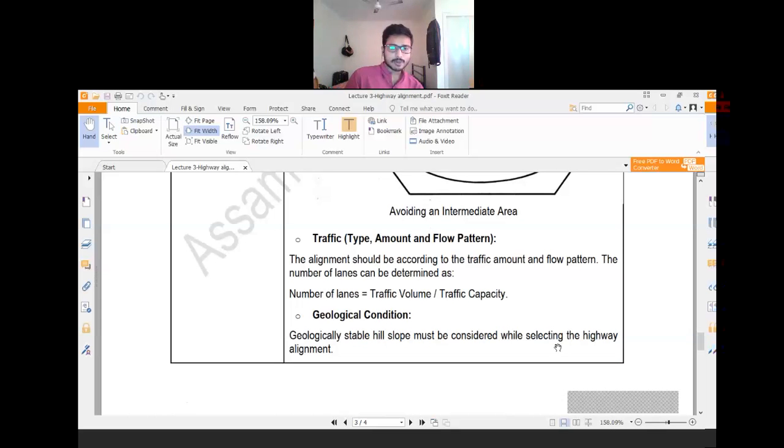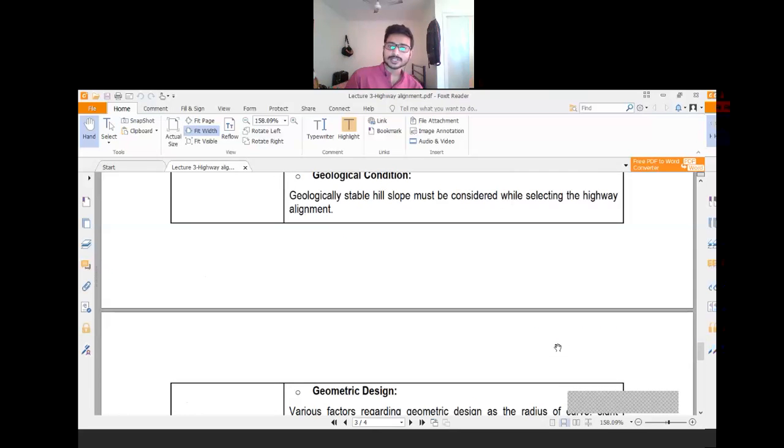The next topic is geological condition. So geological condition means existing features of the surrounding condition like stability of the slope, presence of the cross drainage work, presence of any hilly mountain pass, hilly areas, etc. These are the geological conditions.